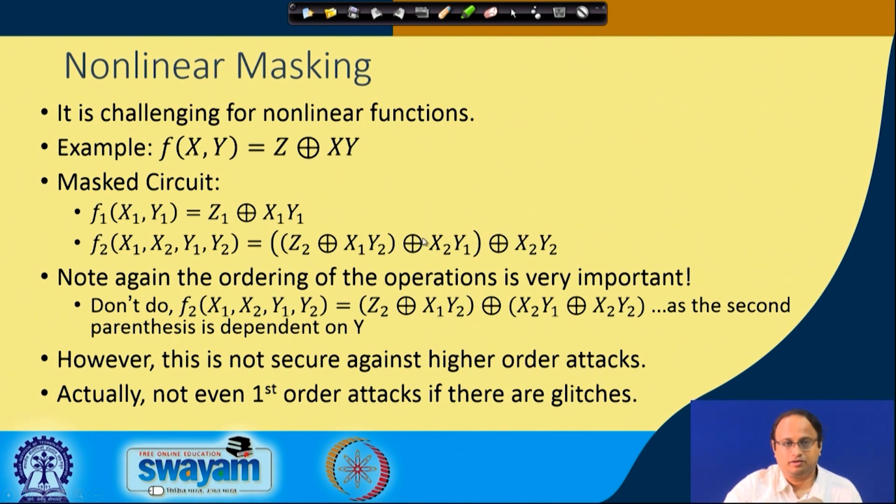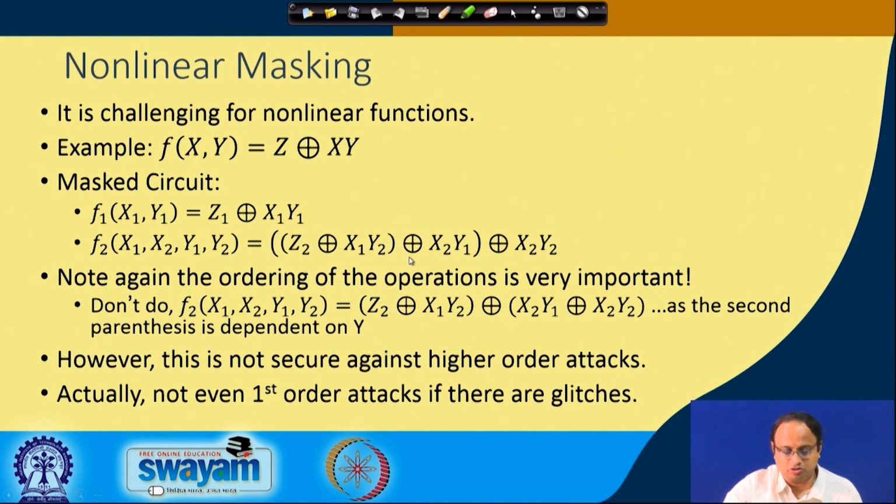So this is correct, but at the same time you should observe the parentheses here. This is very important, because if this ordering is not properly done, then x2 y1 will combine with x2 y2, which will lead to the leakage of information on y. One should be very careful when applying associativity in these particular cases. For example, here we combine x1 y2 with an independent data z2, then I combine it with x2 y1, and then I combine the result with x2 y2, which is essentially trying to keep it secure against a first order attack.